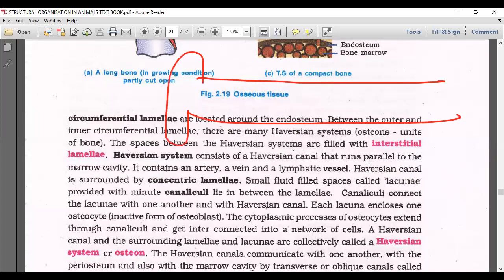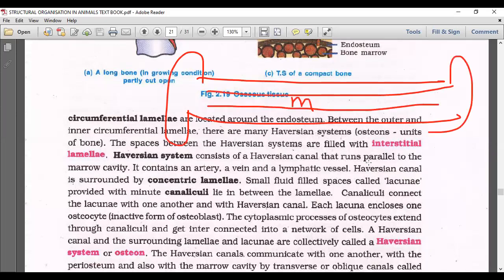If this is the bone, then this is the marrow cavity. Now we are talking about the Haversian canal, so that is running along this length, running parallel to the marrow cavity. We have taken a transverse section in the diagram. Each Haversian system consists of a Haversian canal that runs parallel to a marrow cavity.